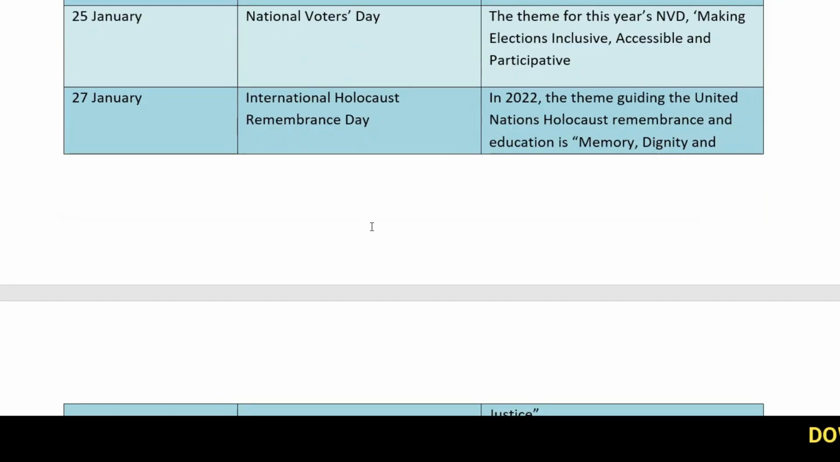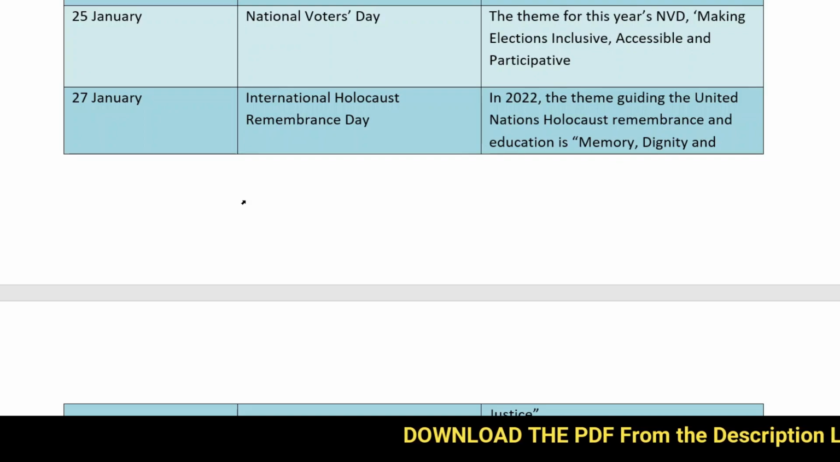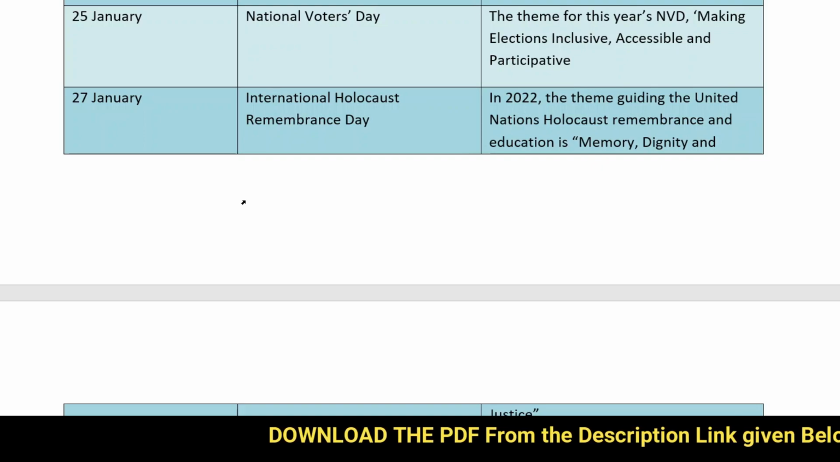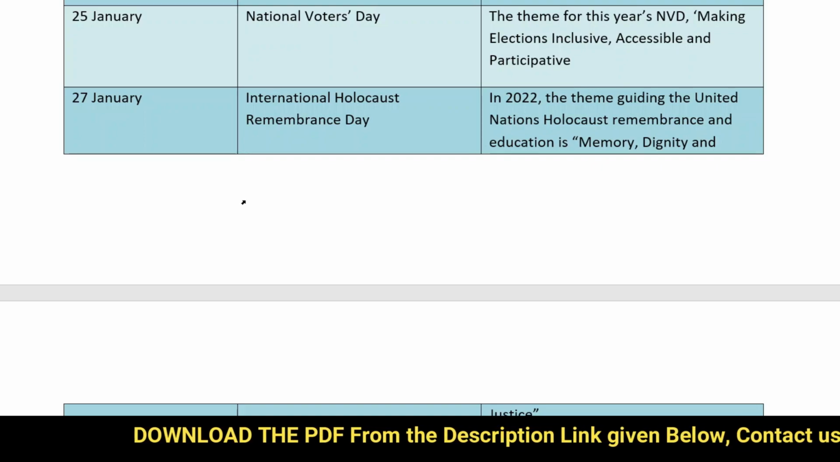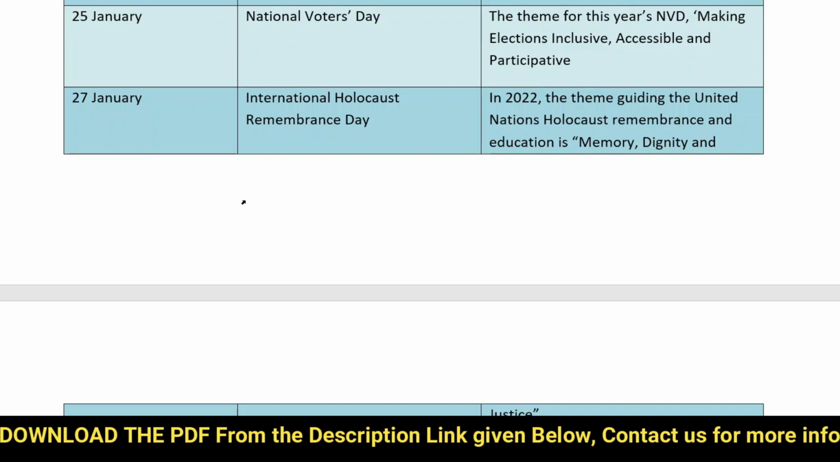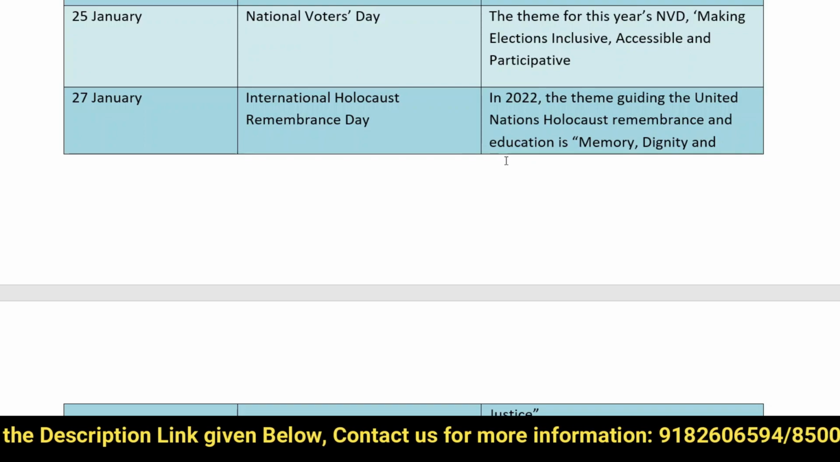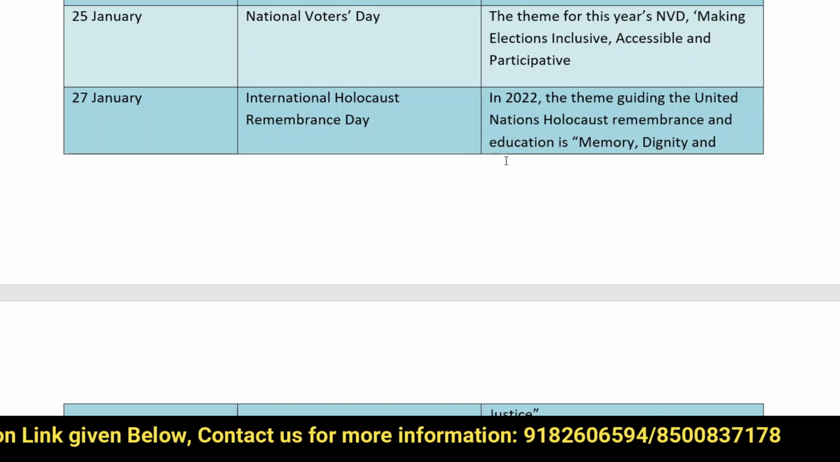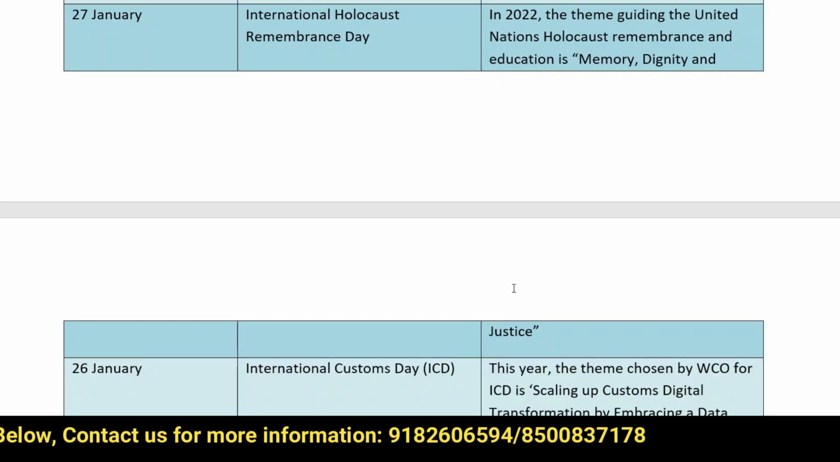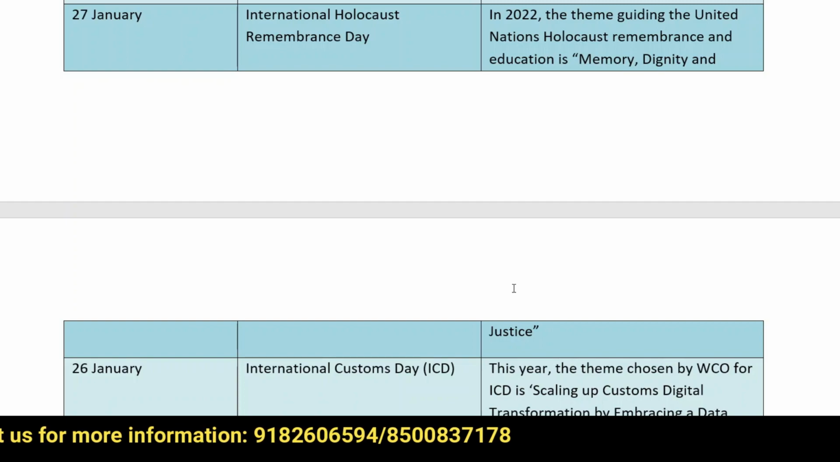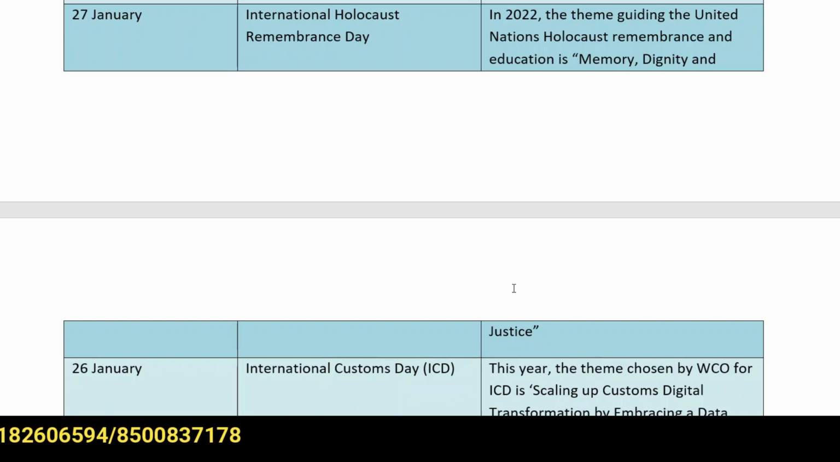The next one is 27th January. 27th January is seen as International Holocaust Remembrance Day. In 2022, the theme guiding the United Nations Holocaust Remembrance and Education is Memory, Dignity and Justice. In the exam, the question may be like, Memory, Dignity and Justice is the theme of which important day? The answer is International Holocaust Remembrance Day.